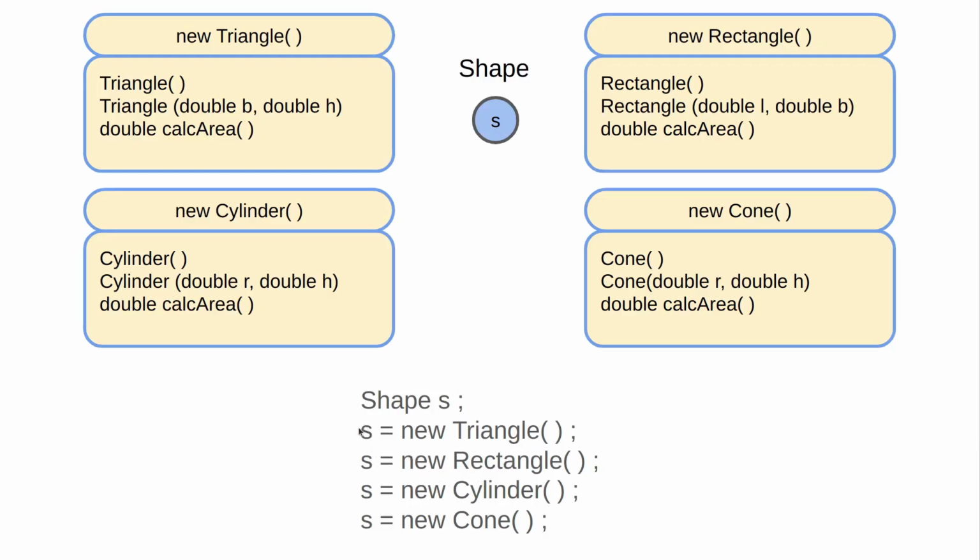When the Shape s reference variable is referring to a Triangle object and calls calcArea, the Triangle version of calcArea is executed. In contrast, when the same Shape reference variable is referring to an instance of the Cylinder class and calls calcArea, this time the Cylinder version of the overridden method is executed. This is dynamic polymorphism and the most powerful object-oriented programming principle.